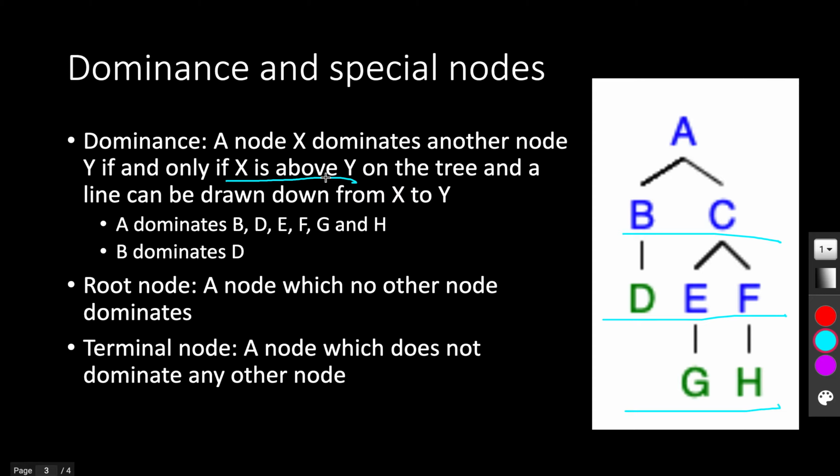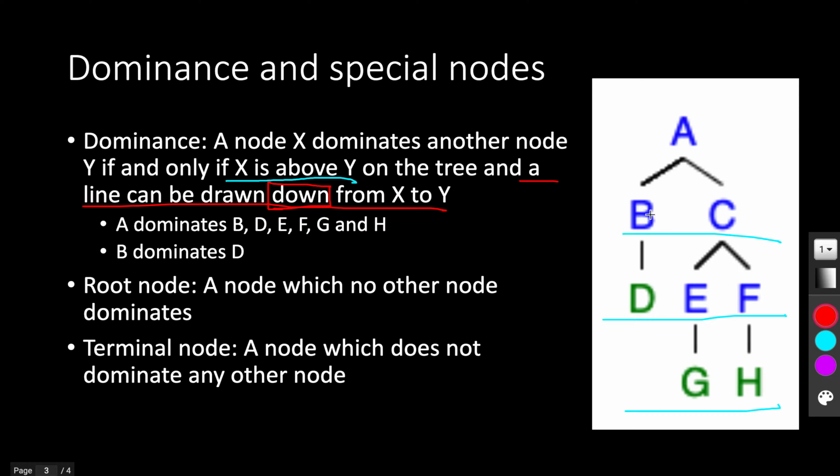What's the other one? The second part of our definition is that a line can be drawn down from x to y on the tree. And I'll especially emphasize this down because that's very important for dominance. You can think dominance down when we're drawing our lines.